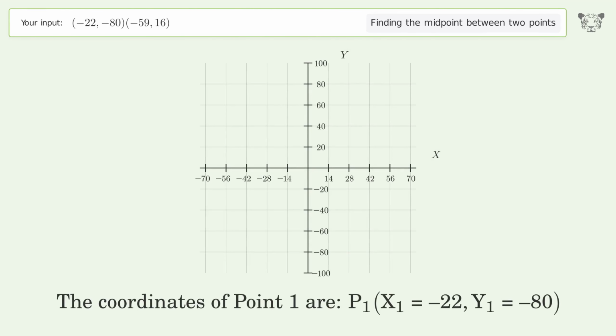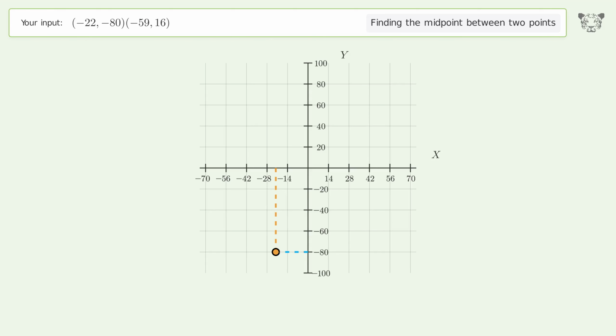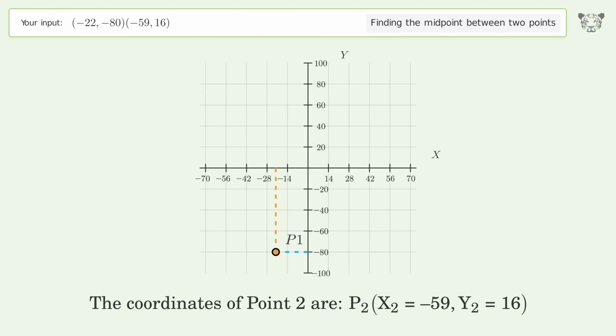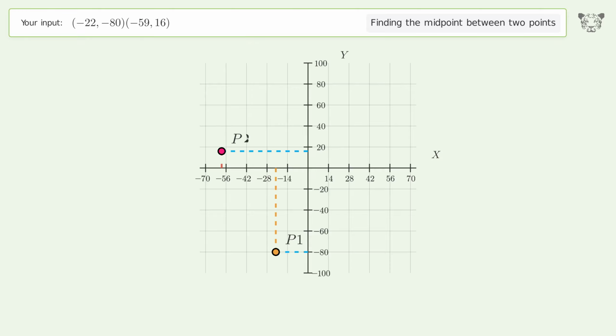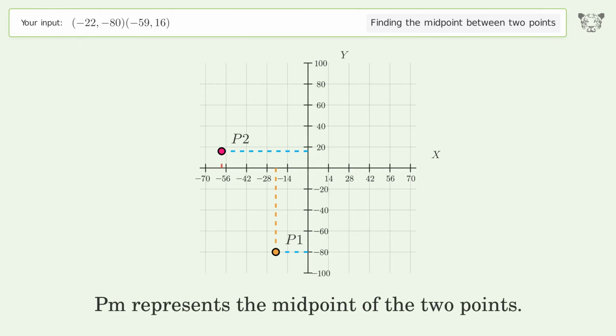The coordinates of point 1 are, x1 equals negative 22, y1 equals negative 80. The coordinates of point 2 are, x2 equals negative 59, y2 equals 16. PM represents the midpoint of the 2 points.